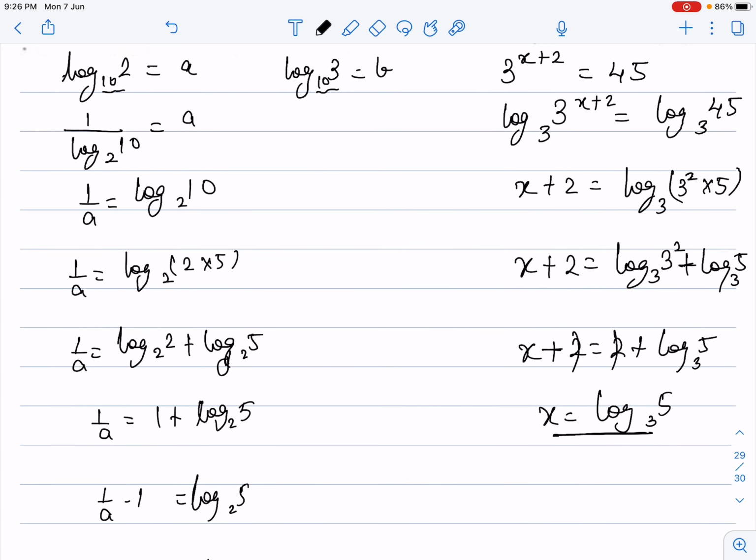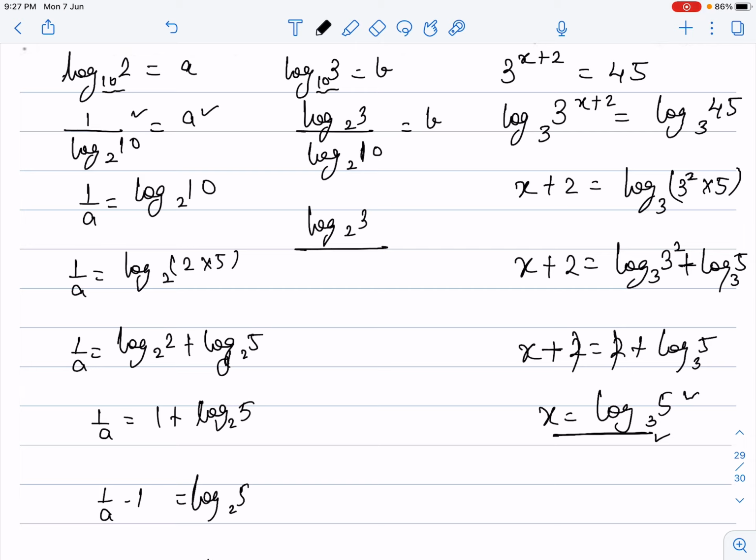Now my dear students, log of 3 base 10. I'll change the base. I'll write it like log of 3 base 2 divided by log of 10 base 2 is equal to b. Because I want log of 5 base 3, I would have to get the 5 over here. I was not able to get 5, so I introduced a 2 in the base. So what will be written by me? Log of 3 base 2 divided by, okay guys, what is the value of 1 upon log of 10 base 2? We know it as a over here.